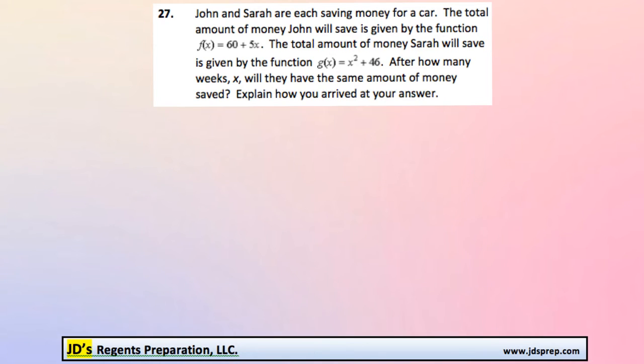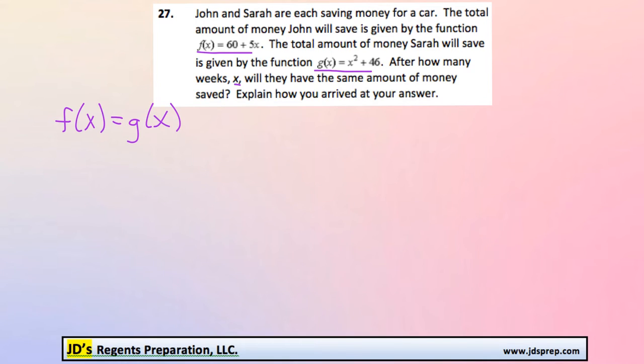Welcome to problem number 27 from the June 2015 Algebra Regents exam. We've got John and Sarah that are saving money for a car, and the amount of money that they're saving is given by these two functions, f of x and g of x. The question is, after how many weeks, which is represented by x, will they have the same amount of money saved? That means we're looking for the moment when f of x is equal to g of x.